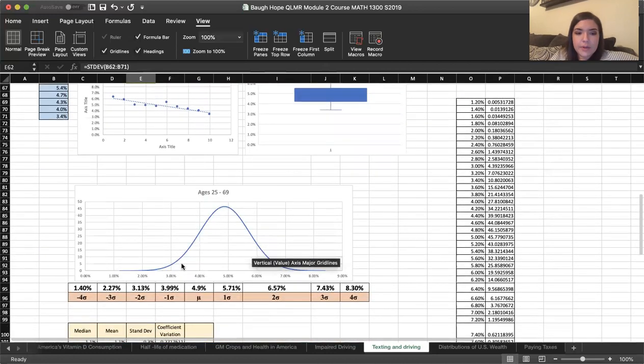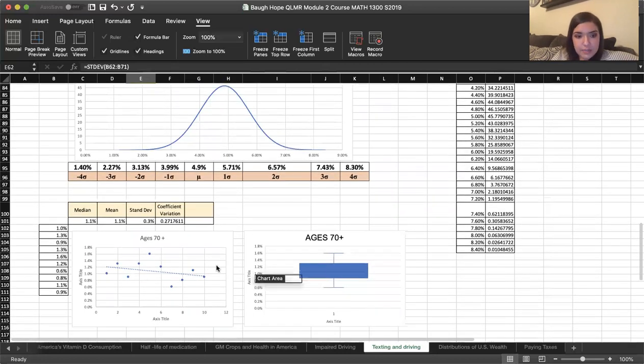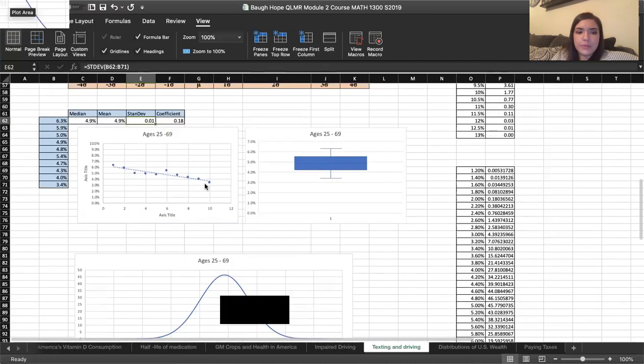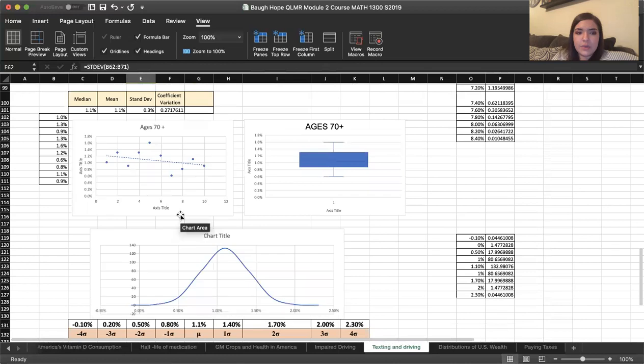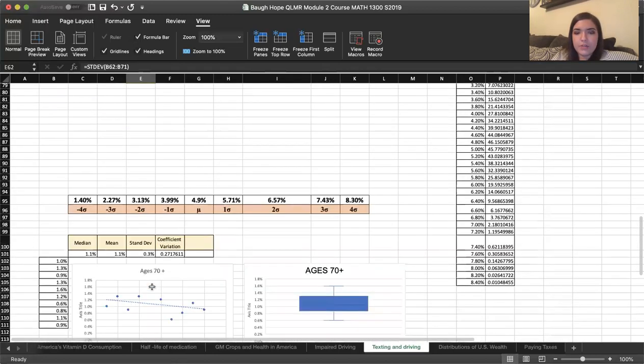And then the bell-shaped curve as well. And then the last one is age 70 plus. The mean and median is 1.1. So here, you can tell the dots fluctuate a lot more than the ones above. So like these are more of a steady line. These fluctuate quite a bit. And then the line is right above the 1 mark. So it is right at 1.1. And then the bell-shaped curve.